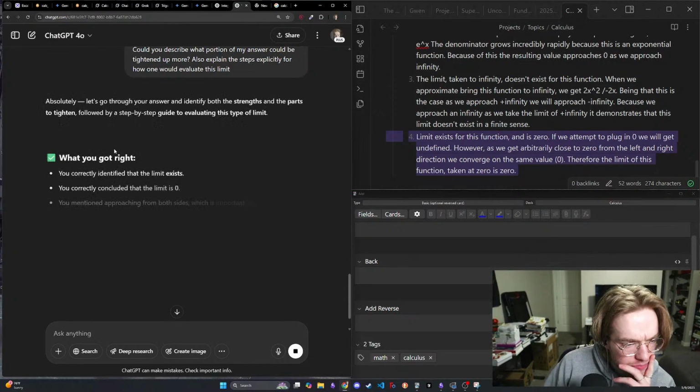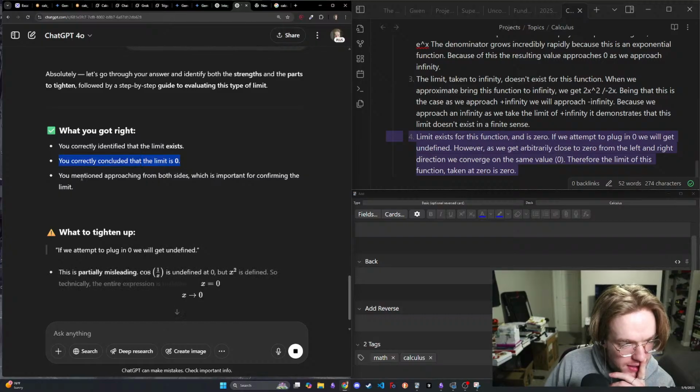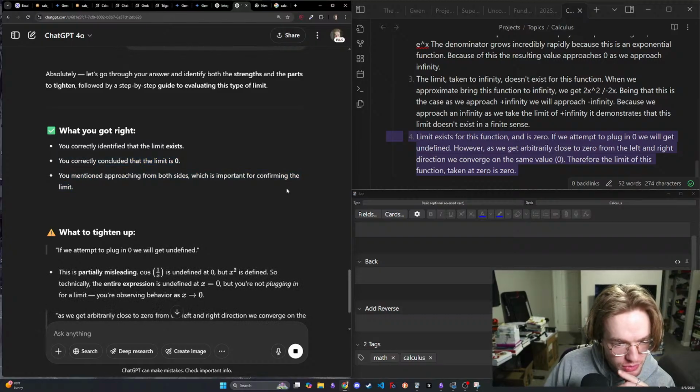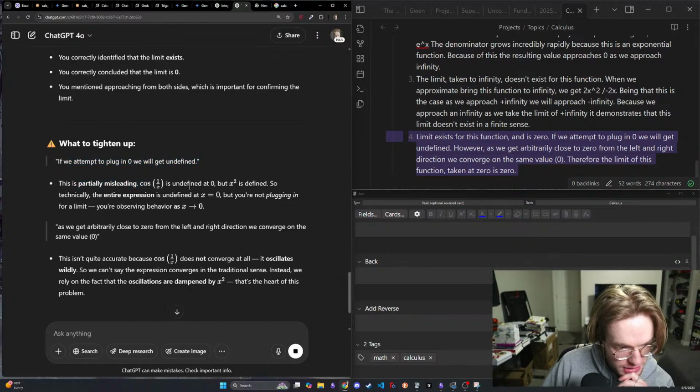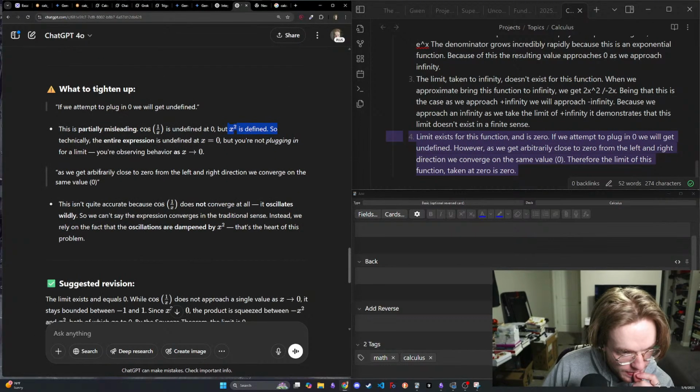Okay, so I correctly identified the limit exists. I mentioned it's approaching from both sides, which is important for confirming the limit. If we attempt to plug in 0, we get undefined. This is partially misleading, as cosine is undefined at 0, but x squared is defined. So technically the entire expression is undefined at x equals 0, but you're not plugging in for a limit. You're observing the behavior as x approaches 0.